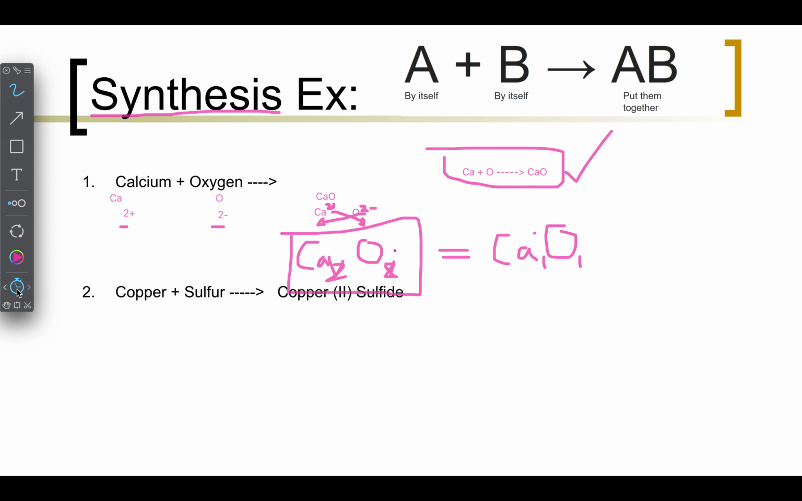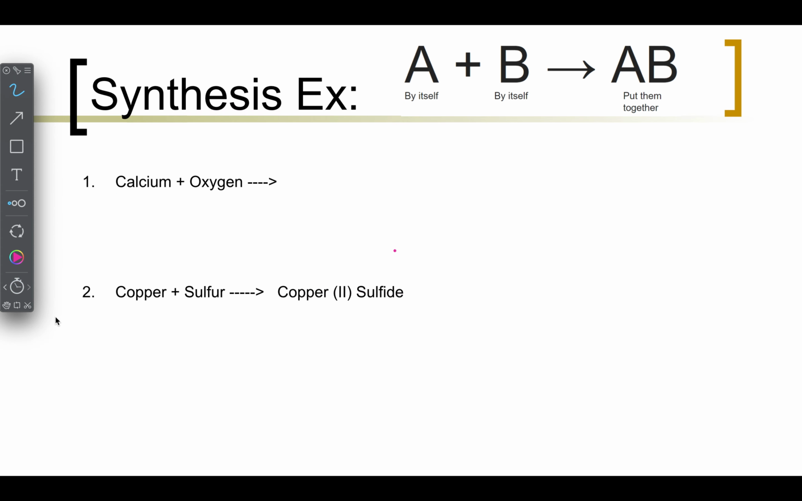Okay, so let's try another one of these synthesis reactions. So again, our type of reaction for step 1 has been determined for us. It's a synthesis reaction, but we know it's a synthesis reaction because single, single, couple, right? Okay, and then step 2 is to determine the charges. So the charge on copper, we don't actually know that, right? We do know that the charge on sulfur is -2, I believe.